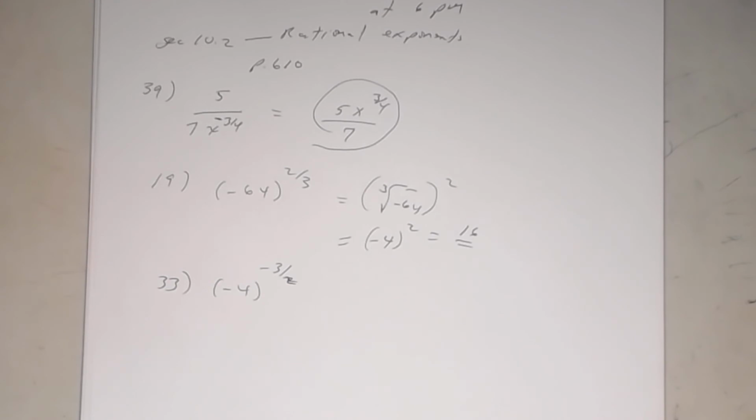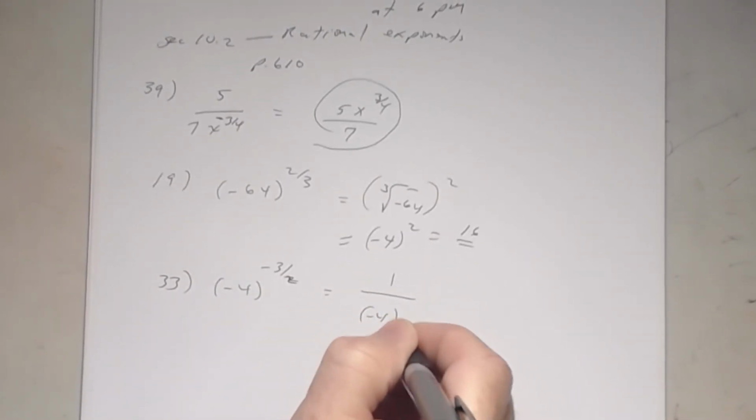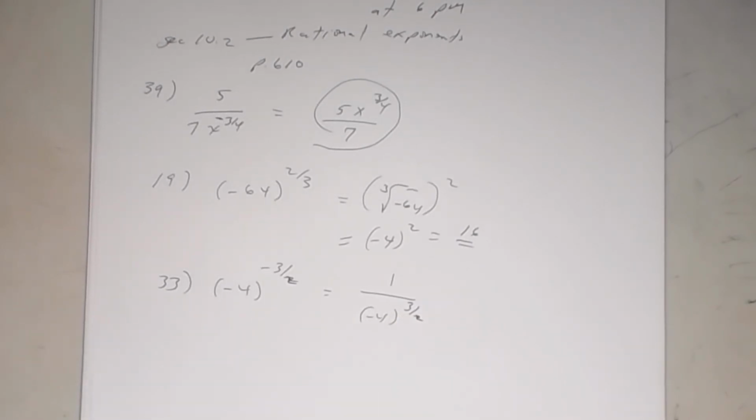You gotta move it. Right now it's in the numerator. So where do you move it? To the denominator. So 1 over negative 4 raised to what power? 3/2. So whenever you move it from numerator to denominator, or denominator to numerator, the sign of the exponent changes. Just the exponent. Notice the base stayed the same. It's still negative 4.